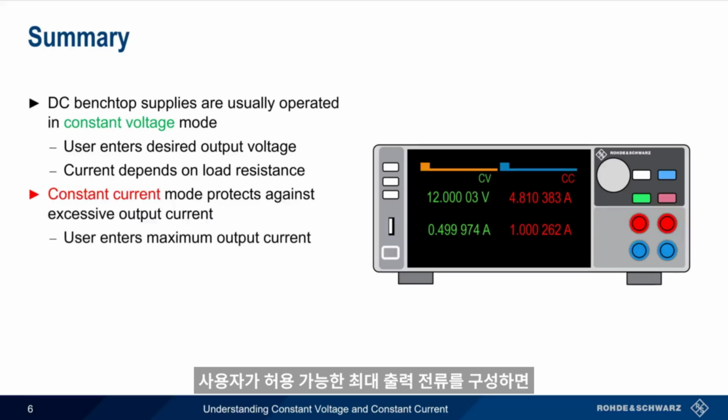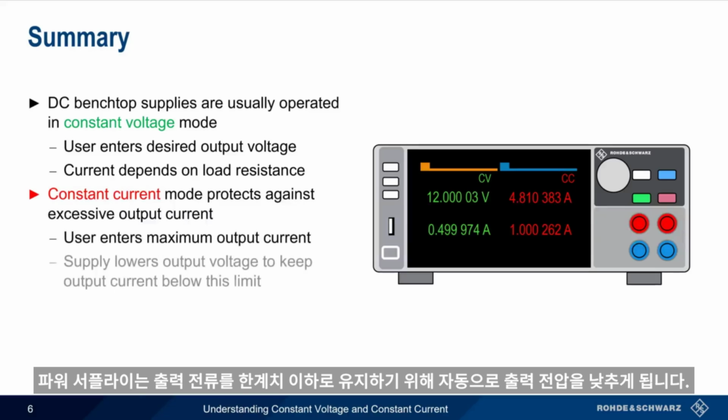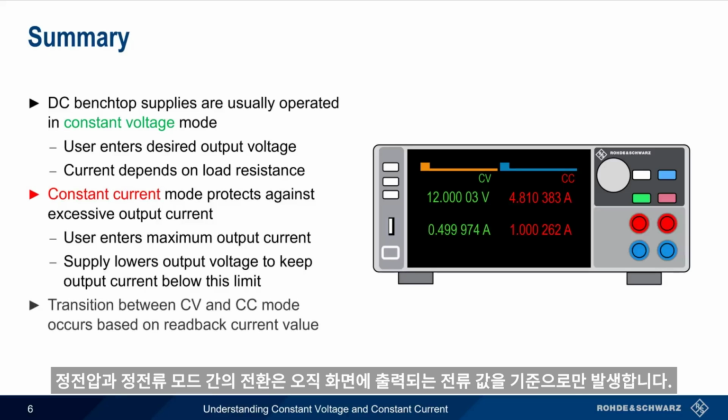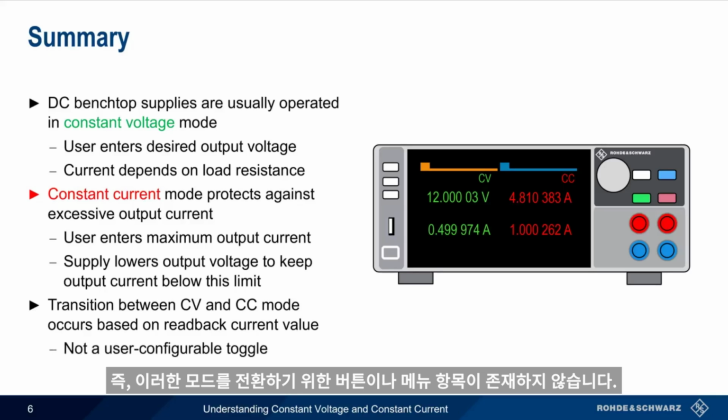The user enters the maximum allowable output current, and, if necessary, the supply will automatically lower the output voltage in order to keep the output current below this limit. Although the user configures the current limit, the transition between constant voltage and constant current mode occurs solely on the basis of the read back current value. There's no button or menu item for toggling back and forth between these two modes.